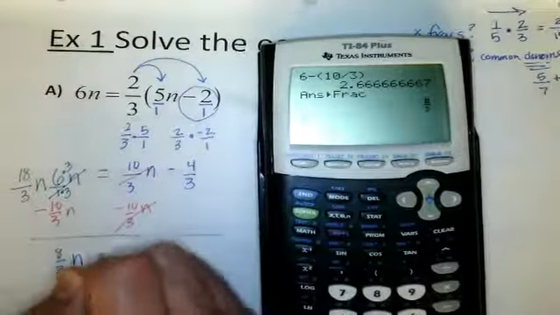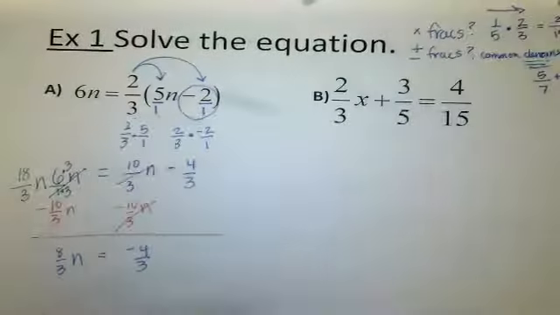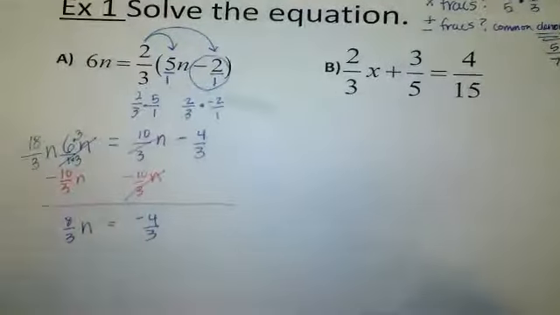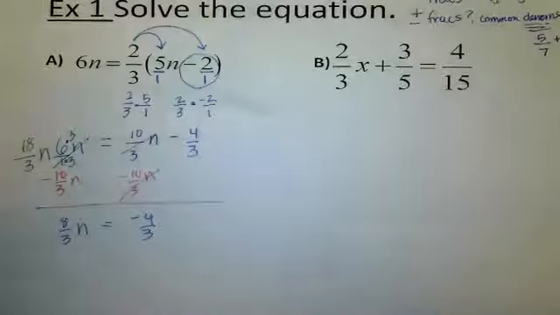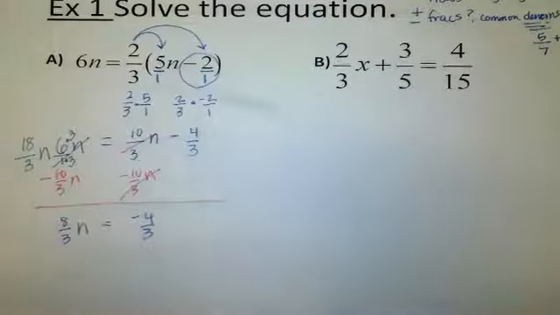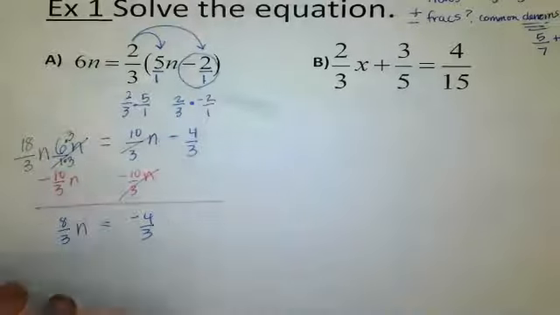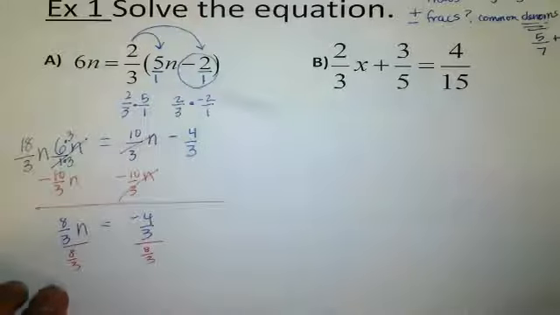All right, so we have 8 thirds n is equal to negative 4 thirds. Now, what would you do if it was normally just like an 8n is equal to negative 4 thirds? What would you do to get n by itself? You divide by 8, right? Well, what are we going to do? We don't have an 8, we have an 8 thirds. What are we going to do? Could we divide by 8 thirds? Sure, we absolutely can. The only problem is that I really hate dividing by a fraction.